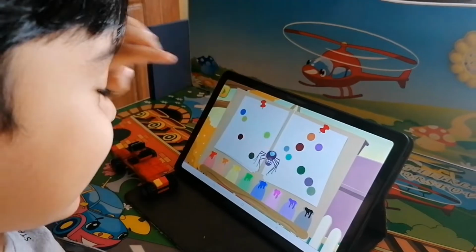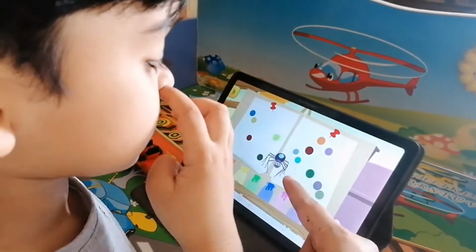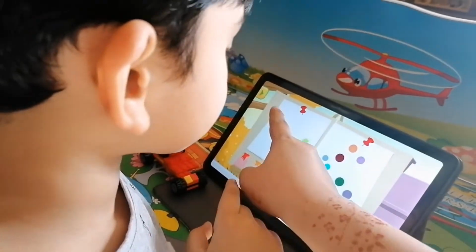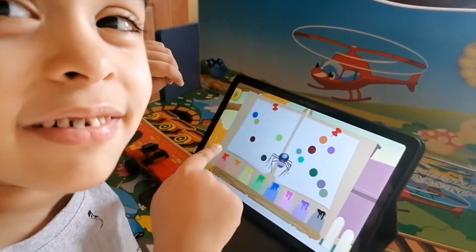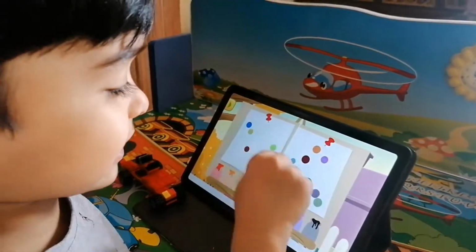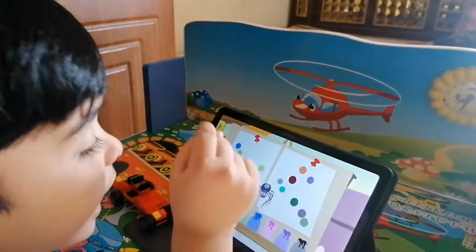Is that 8 dots? 1, 2, 3, 4, 5, 6, 7. 1, 2, 3, 4, 5, 6, 7, 8. 1, 2, 3, 4, 5. Is that 8? Nope. That? Is that 8? No. That? Come, see? 1, 2, 3, 4, 5. Only 5 dots. That? Yeah.